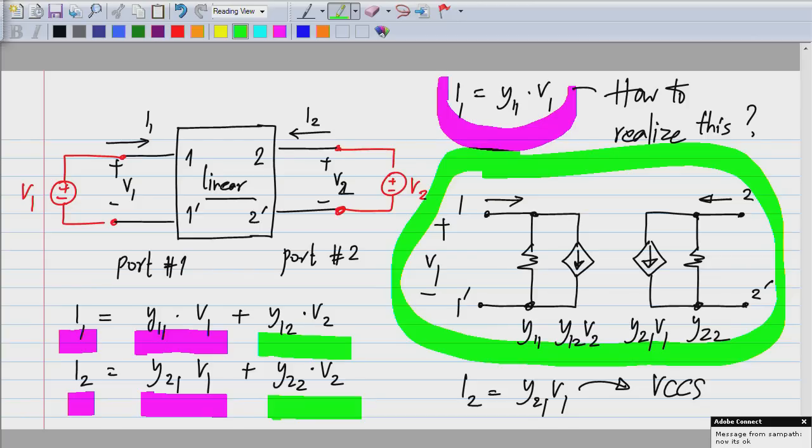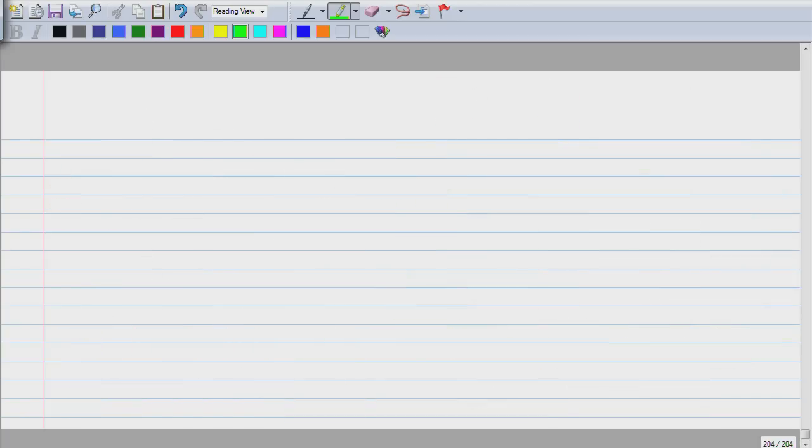So now let's take an example. Let's take a simple example.